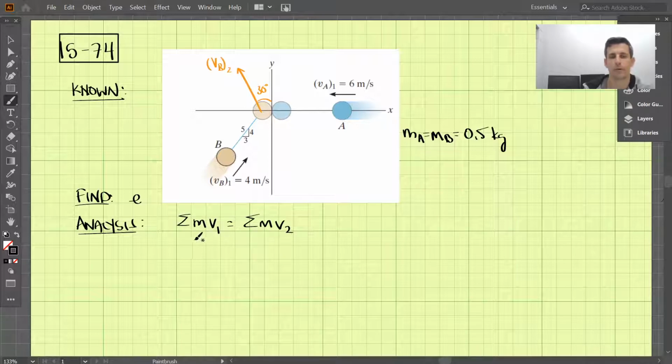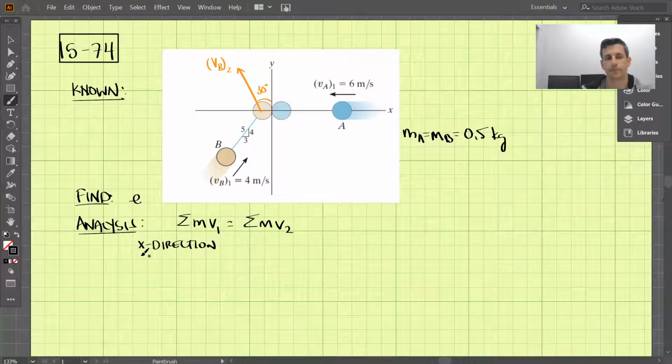So we're going to perform the conservation of momentum. The 1 represents prior to impact, and the 2 represents after impact. We're going to break this down in both the x direction and y direction, so let's first start with the x direction. For disk A, the mass is 0.5, and the velocity is 6 in the x direction, but it is in the negative x direction, so we need to put a negative sign out front.